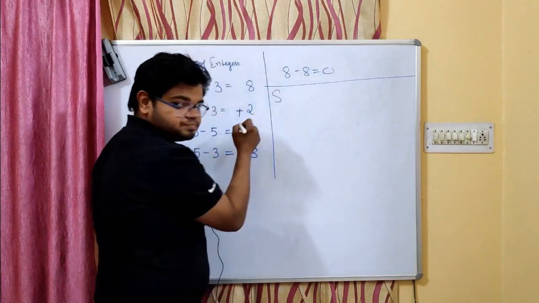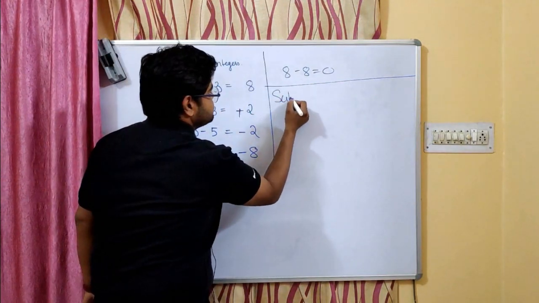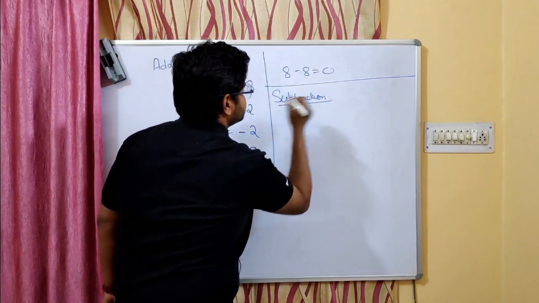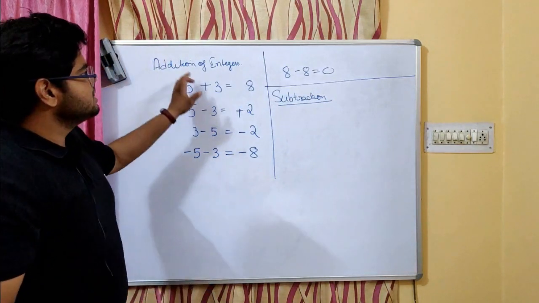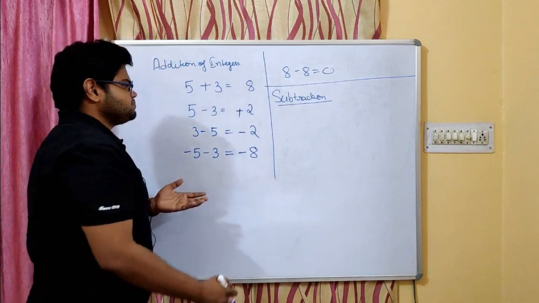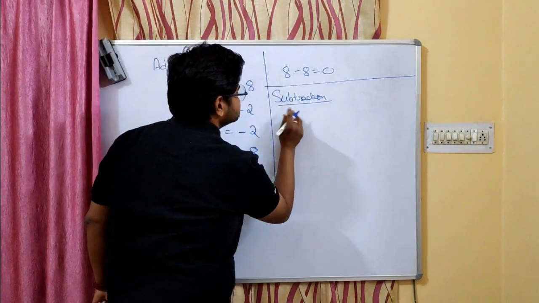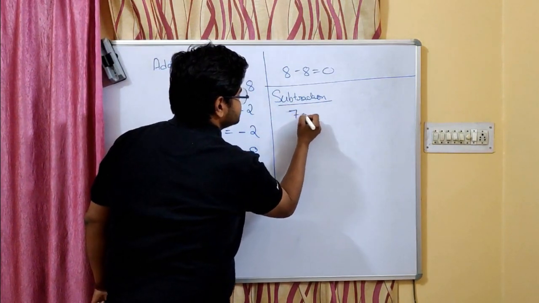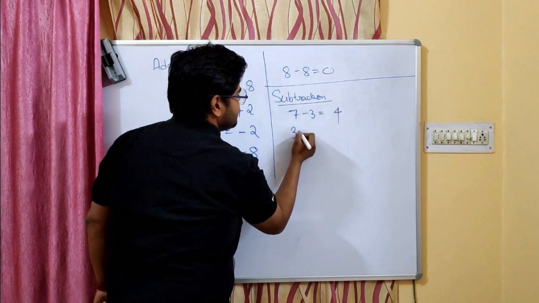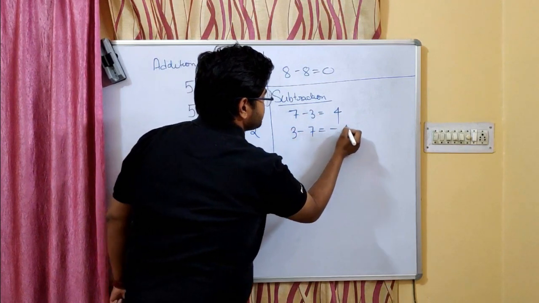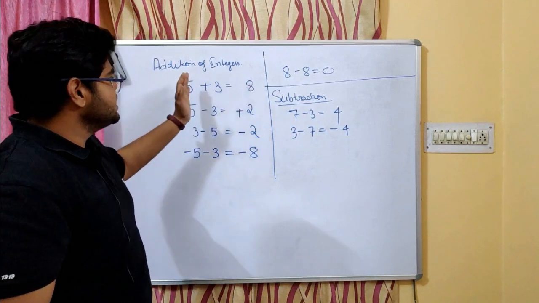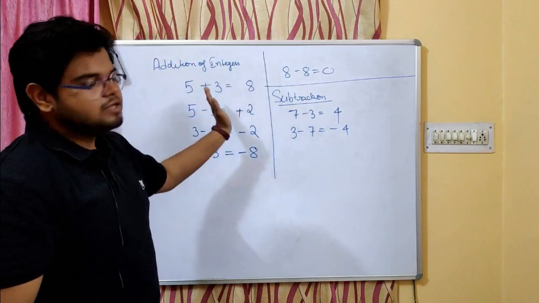And in subtraction of integers, it is simple. Addition and subtraction are inverse of each other. Let us take some examples. 7 minus 3 will be 4. And if you have 3 minus 7, it will be minus 4, children. So there is no such difference between addition and subtraction.